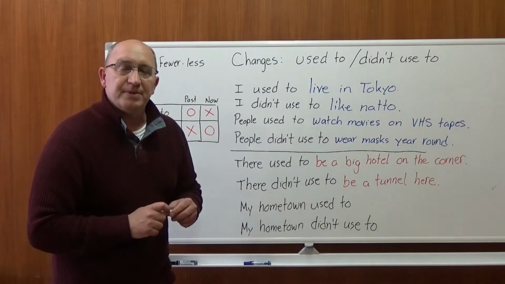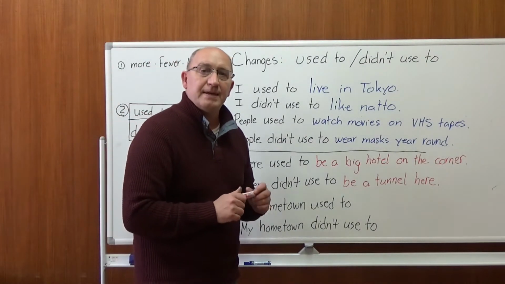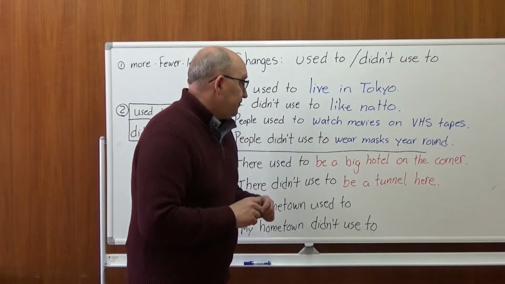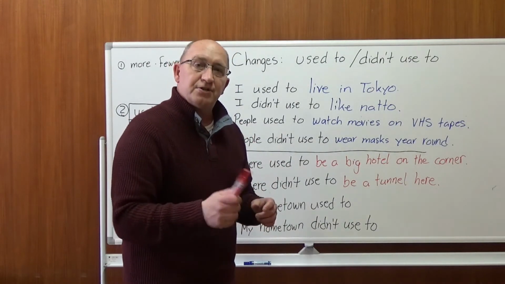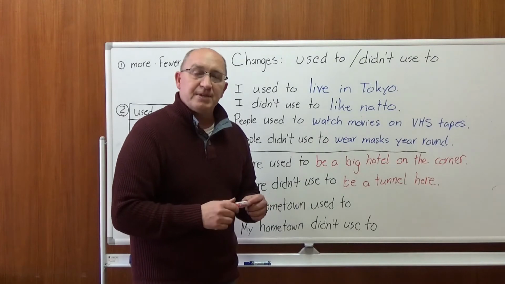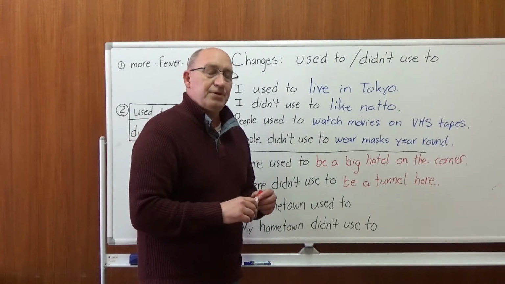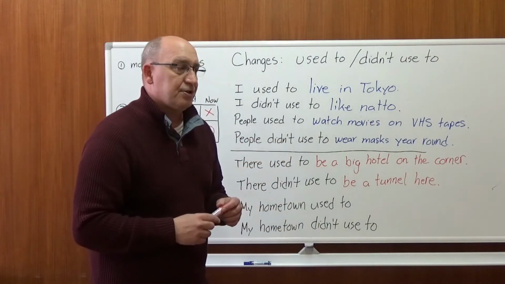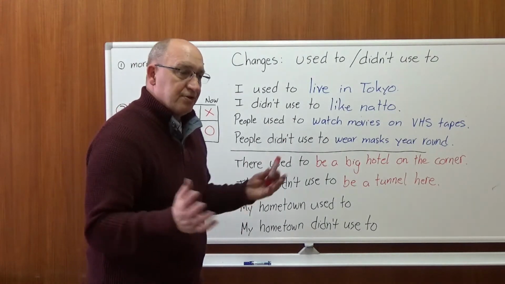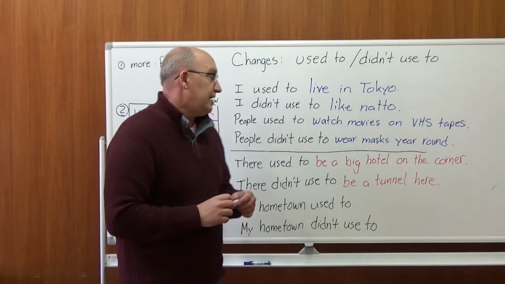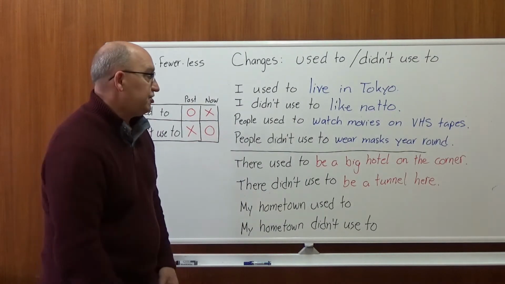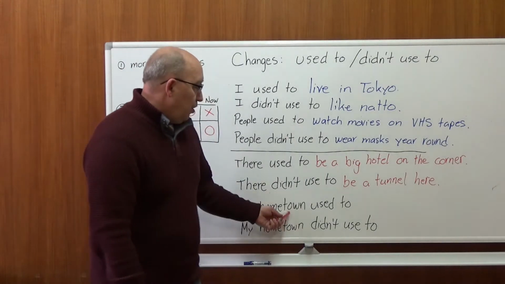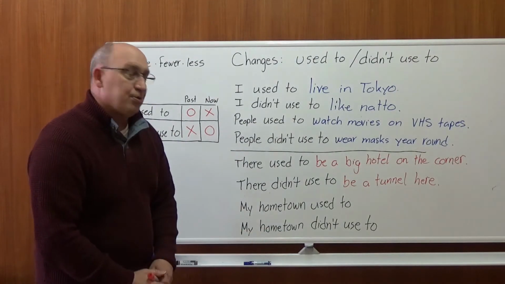Another change, maybe to your town, for example, there didn't used to be a tunnel here. Of course, talking about this area, between Fujiyoshida and Oshino, there didn't used to be a tunnel. And even between Fujiyoshida and Kawaguchiko, that Arakure tunnel, of course, there didn't used to be a tunnel. So in the past, no, but now, yes, that has changed.